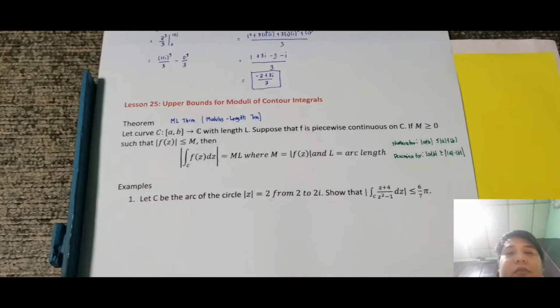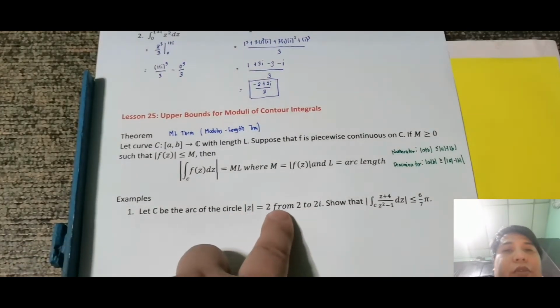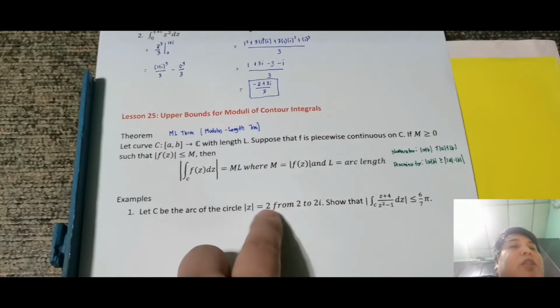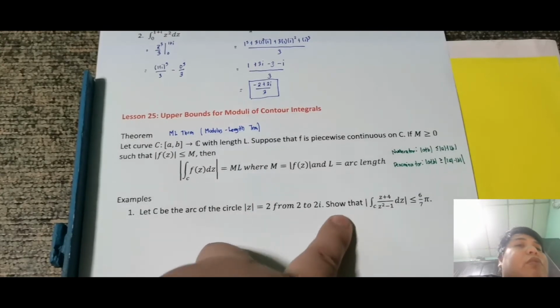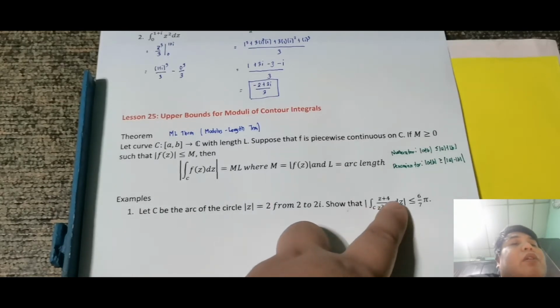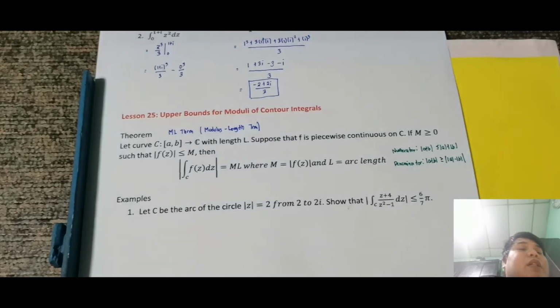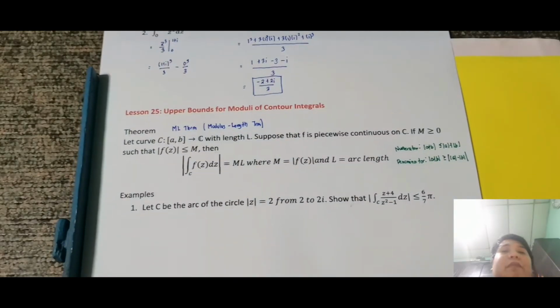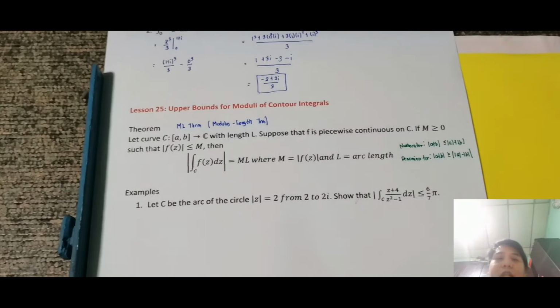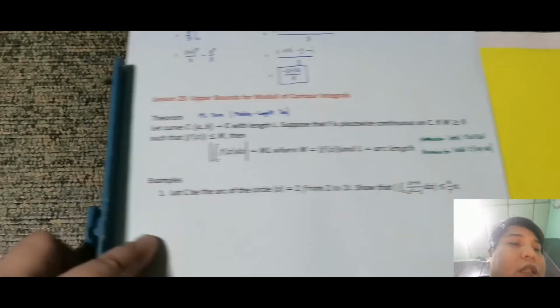Okay, so let C be the arc of the circle with modulus of z equal to 2, from 2 to 2i. Show that the modulus of the integral of (z plus 4) over (z squared minus 1) dz is less than or equal to 6 over 7 pi. Sasama ko na yung dz. Okay, so ito yung mga una mong tandaan. I-drawing mo muna siya. Then sabi ko nga, since nakikita mo to, i-identify mo yung mga value. Okay, so note na yung f of z natin dyan ay ito.